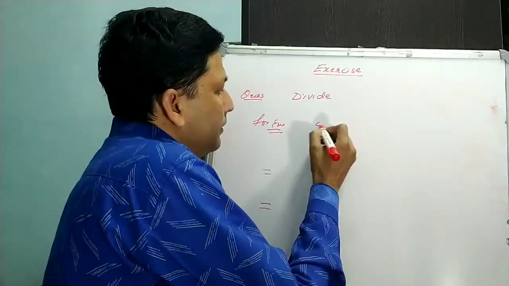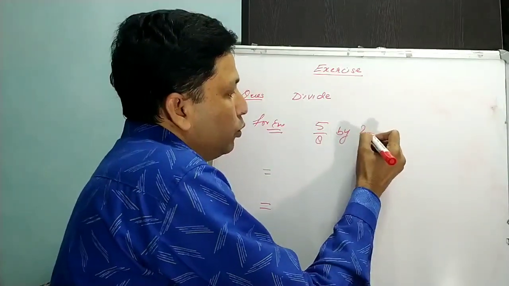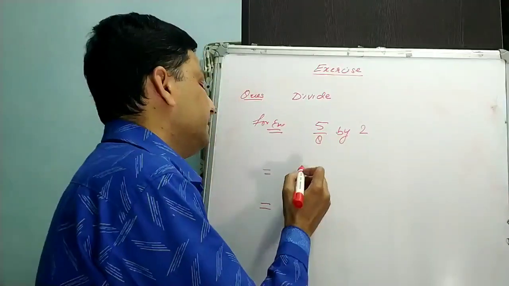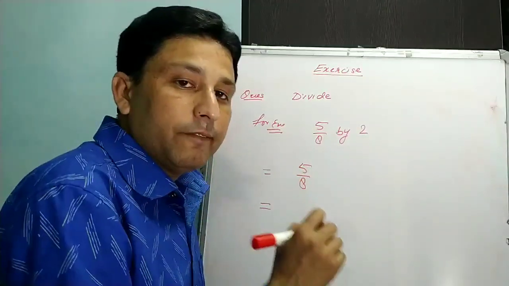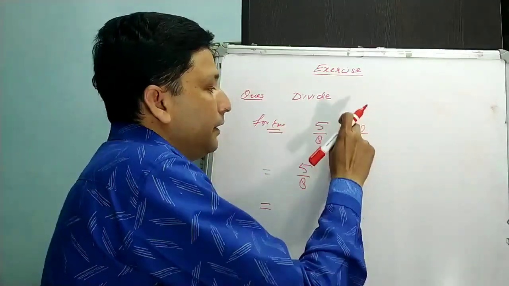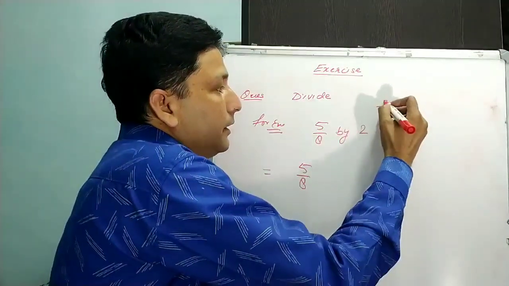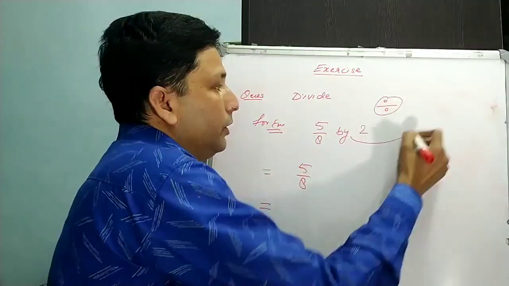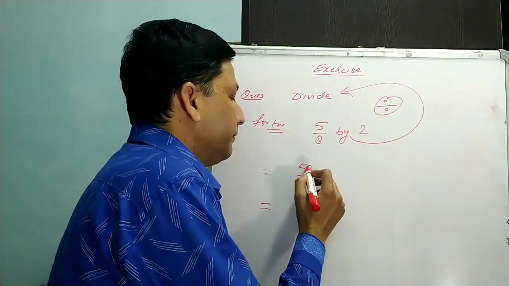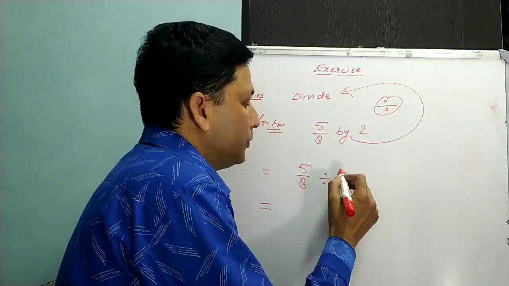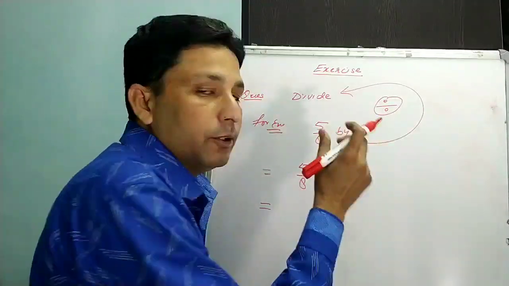Now moving on, next question, that is divide. Let's take an example. 5 upon 8 by 2. In the next step we will write 5 upon 8, and look here very carefully, here 'by' is given, so here we will convert this 'by' into the divide symbol. Why? Because according to the question you have to divide. So here we will write 5 upon 8 divided by 2 upon 1. Here you can see that 1 is present as a denominator.